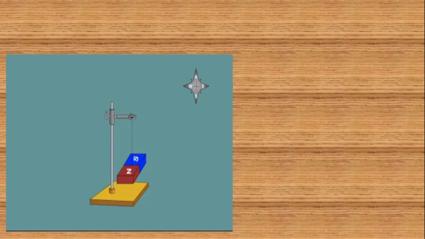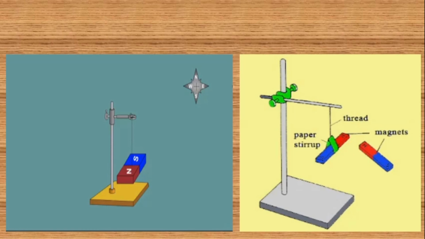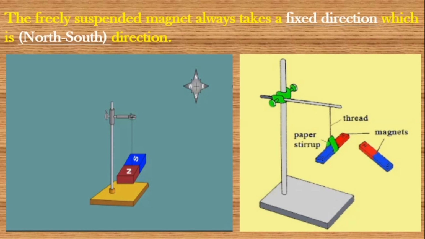The last property of the magnet in this lesson is talking about the freely suspended magnet always takes a fixed direction, which is north-south direction. What does that mean? You can remember when I said that the magnet has two poles. One of them is north and the other one is south. Why did we name them as north and south? To answer this question, I wanted to bring a magnet, hang it by a thread on a holder like this picture in front of you, and wait till it settles or stops moving.